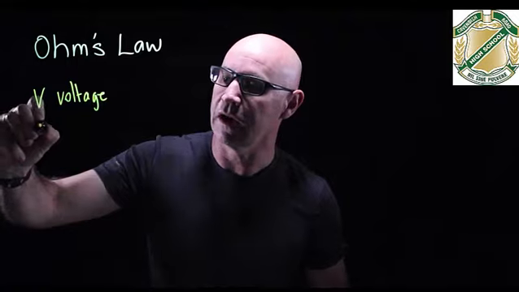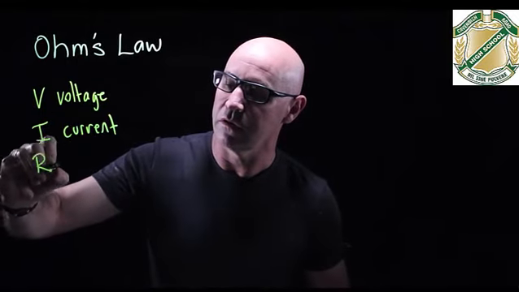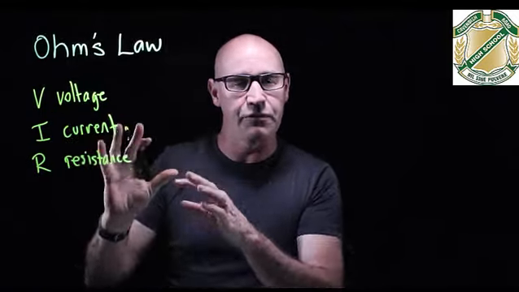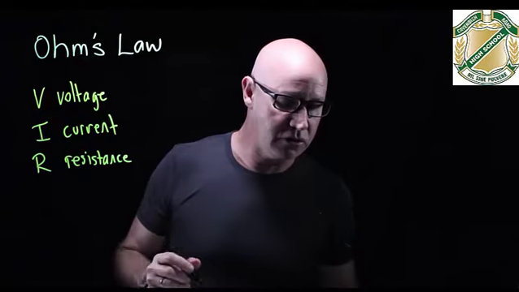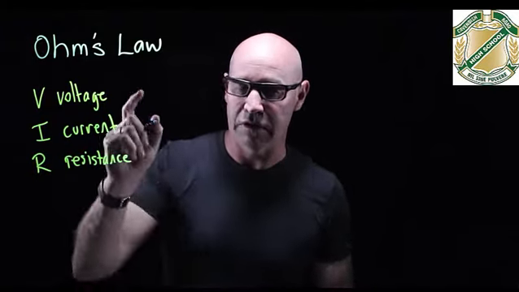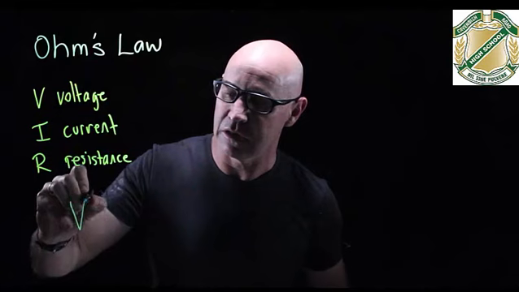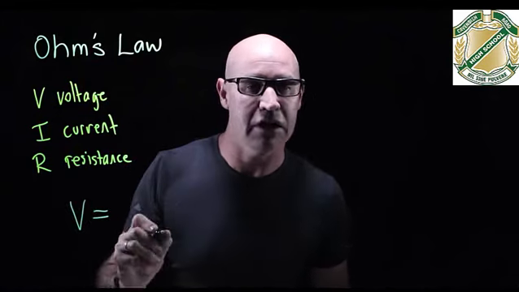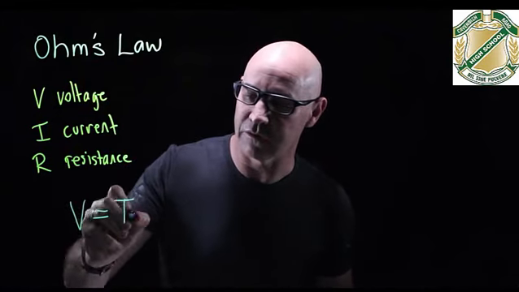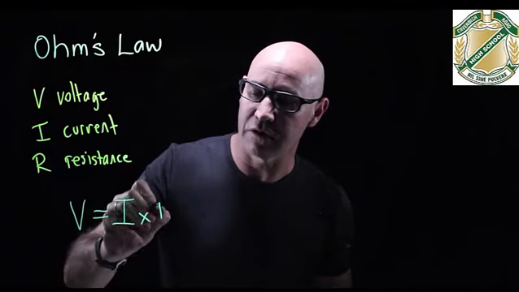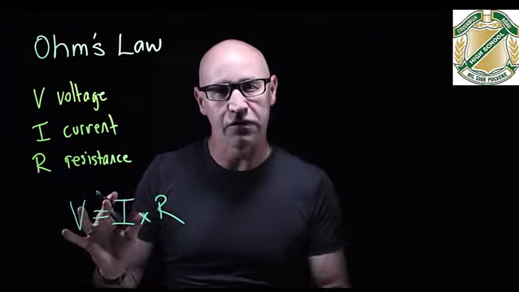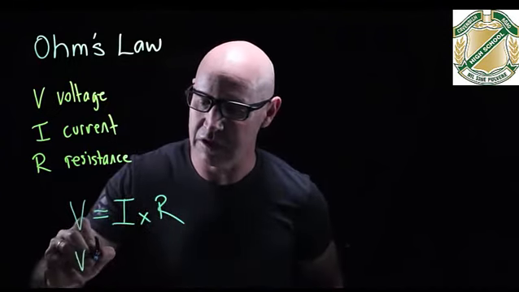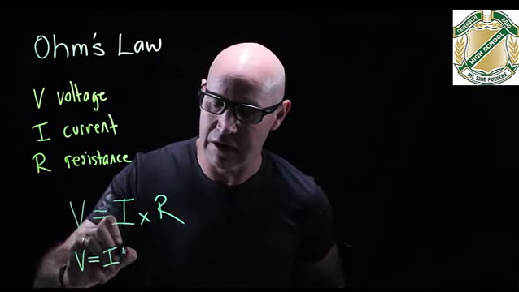So we've now looked at voltage, current, and resistance. These three are related with something called Ohm's law. This is the relationship here. The voltage equals the current times the resistance, or it's often simplified just V equals IR.